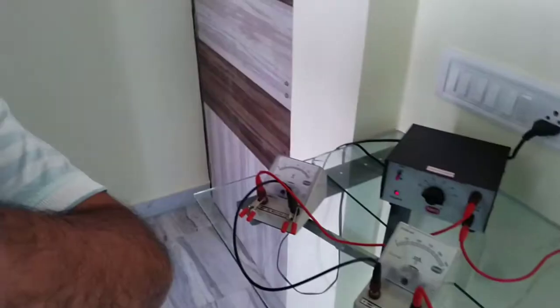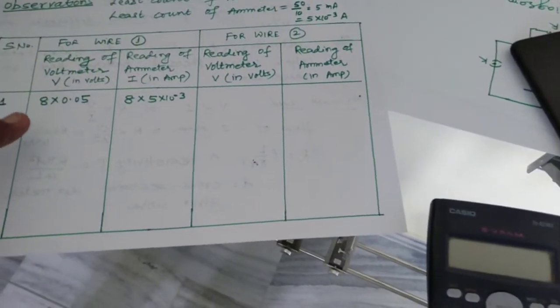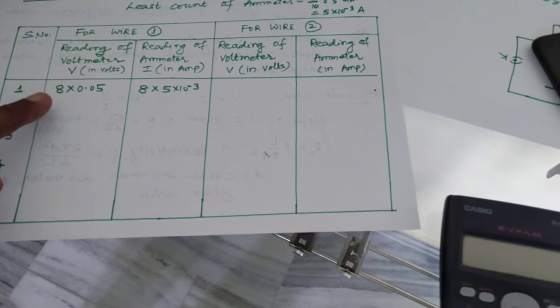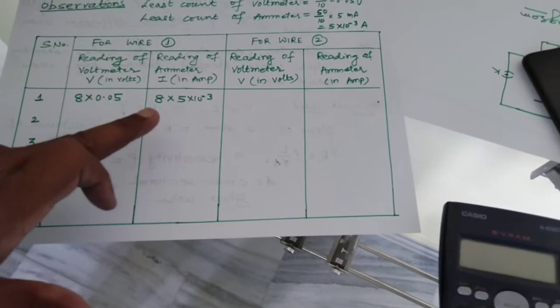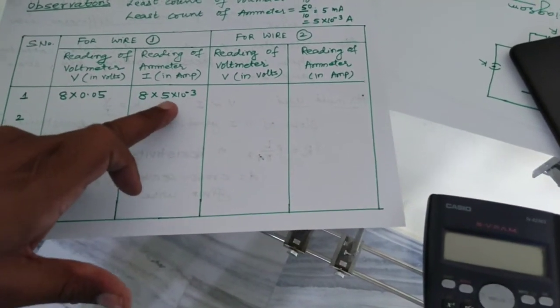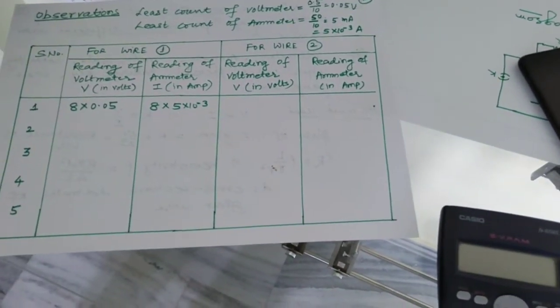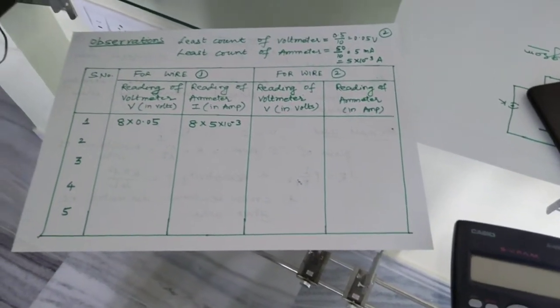All right, you can see I have noted down the two readings. In voltmeter column, 8, the 8th division multiplied by its least count 0.05. In ammeter column it is 8, the 8th division into least count, 5 into 10 to the power minus 3. So the two readings I have noted down. I will take other readings also in the similar way, and I note them down.